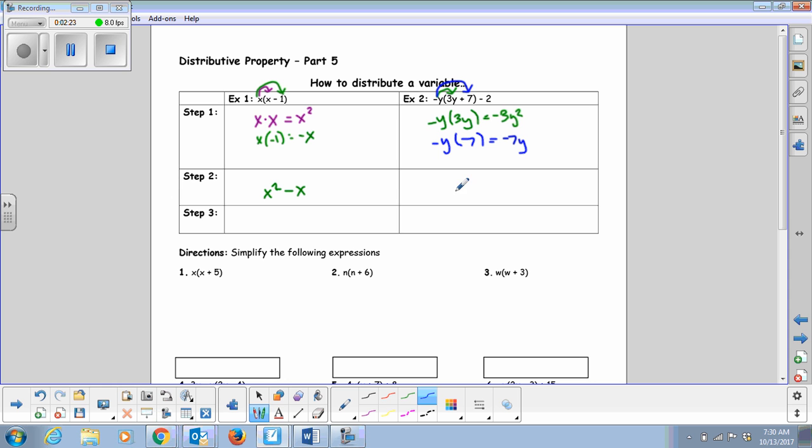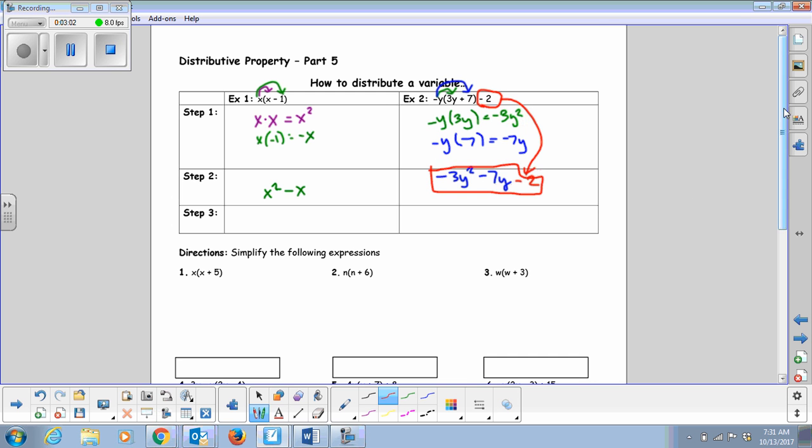So I'm going to just write this left to right. Right now we have negative 3y squared minus 7y. And then the only thing I would suggest is go back to your original problem. Make sure you didn't forget anything, because we still have to take care of this negative 2. Once you bring everything down, you need to make sure that you don't have anything to simplify. So I'm looking for any like terms that I can combine. For this problem, I don't see any, so this would be my final result here.